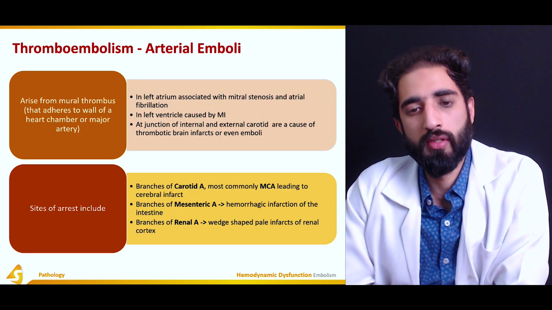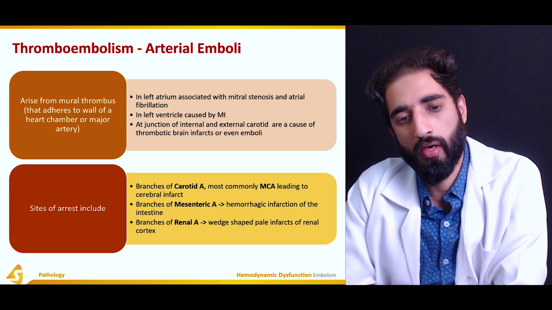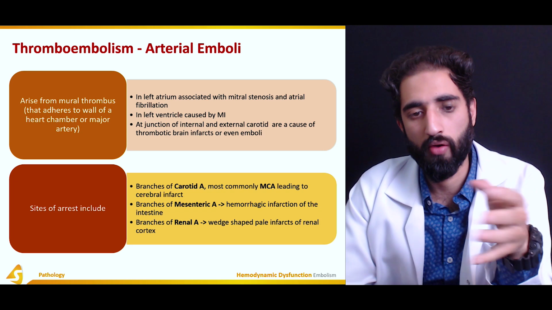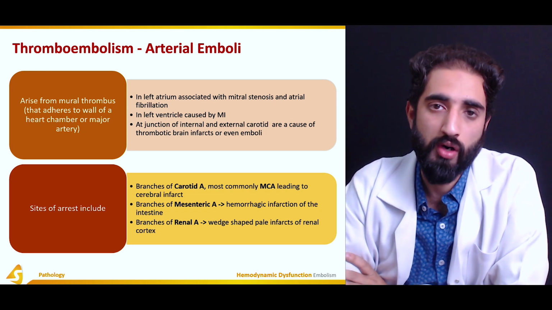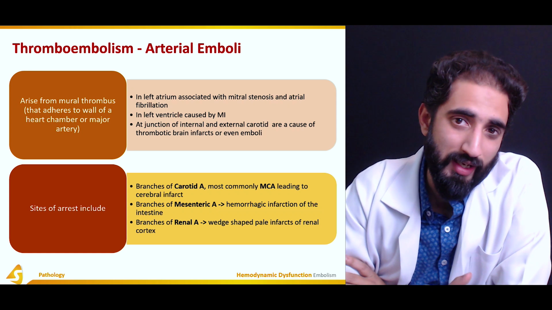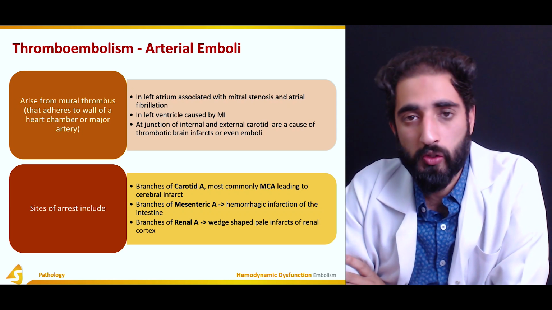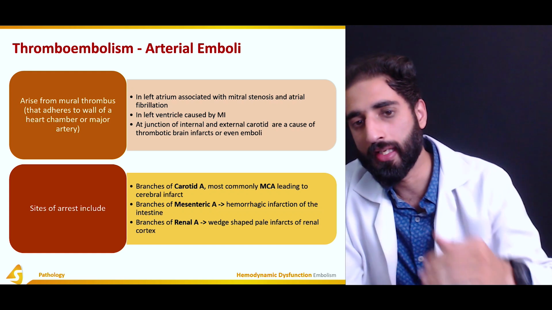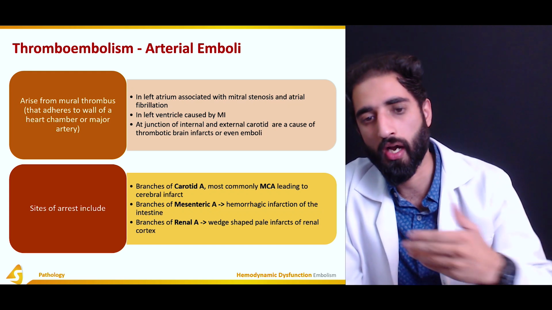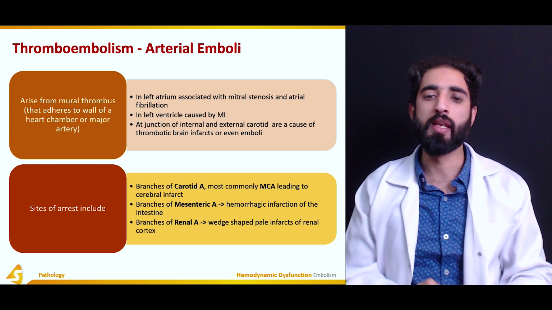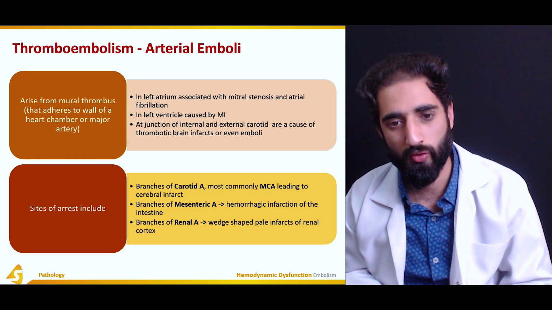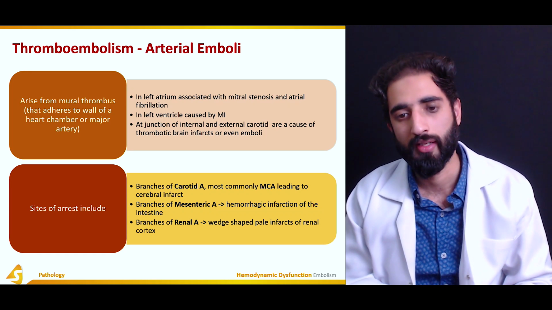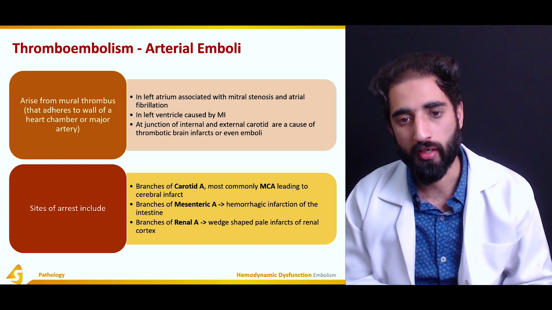So the second was the arterial emboli. They arise from mural thrombus. What are mural thrombi? They actually adhere to the wall of a heart chamber or major artery. So pulmonary emboli were actually resulting from venous thrombi such as DVT because of immobilization, but these are arising from the arterial circulation. So in the left atrium, associated with mitral stenosis and atrial fibrillation, and in the left ventricle, they can be caused by myocardial infarction.